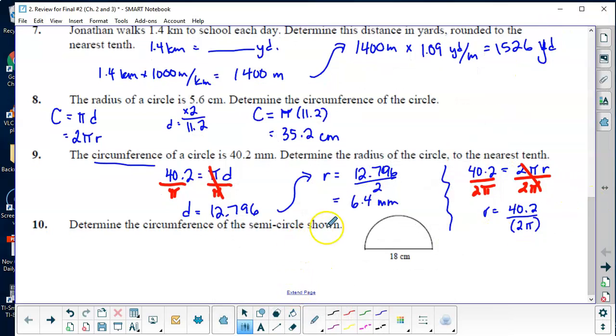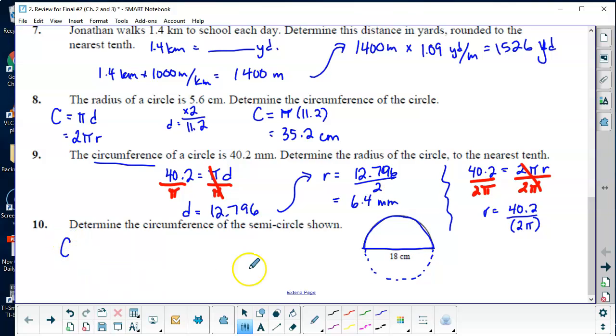Next one, the circumference of the semicircle. Determine the circumference of the semicircle shown. So, semicircle is half a circle. That's sort of what it would look like in your whole part. Circumference is this distance around, so half of the circumference of a circle plus this, right? Because think about circumference is what, if you had to walk around or trace through it, what would be the total distance?